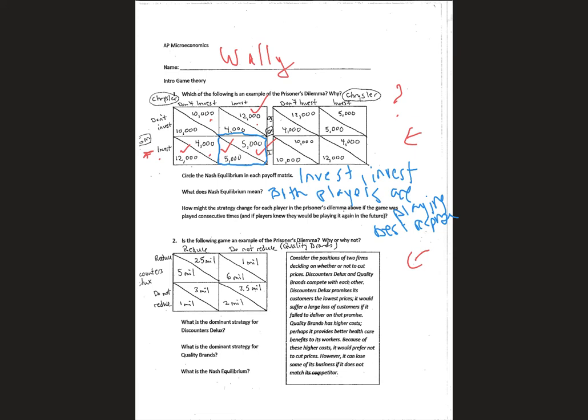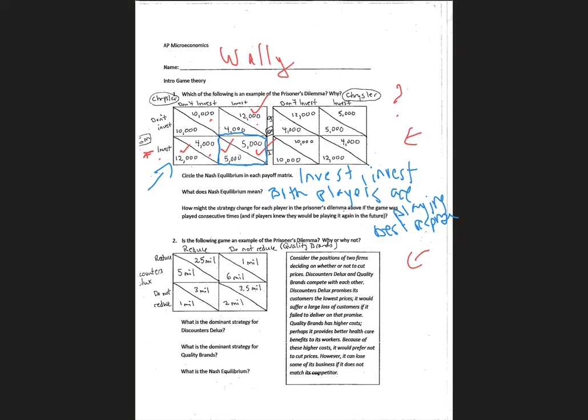How might the strategy change for each player in the prisoner's dilemma above if the game was played consecutive times? Well, if we wanted to ask if this is a prisoner's dilemma, the answer is yes, it is, okay? Why? Both players have a dominant strategy. So one thing we know is both players have a dominant strategy. Both players play their dominant strategy, in this case, invest.